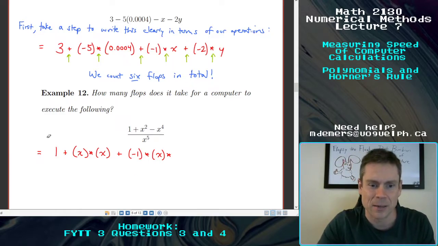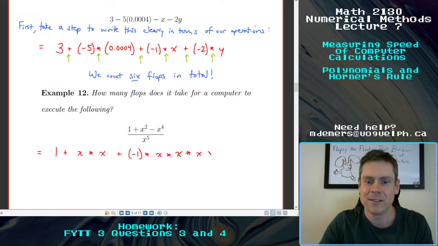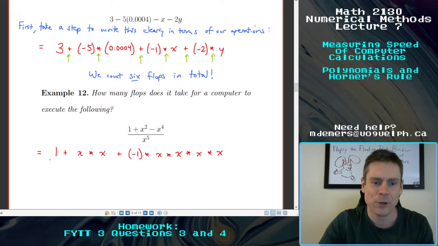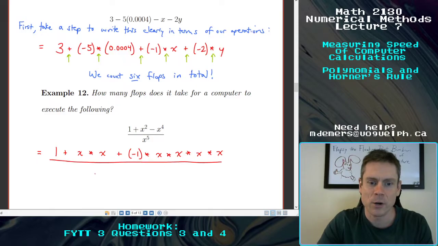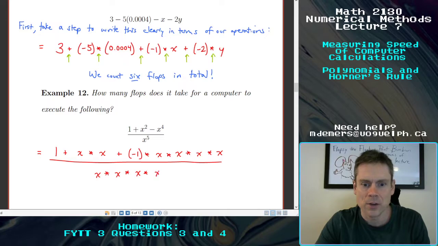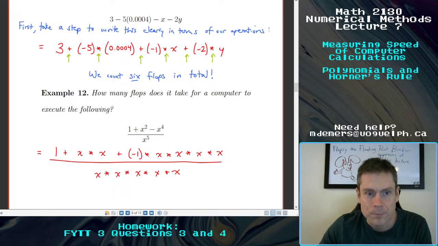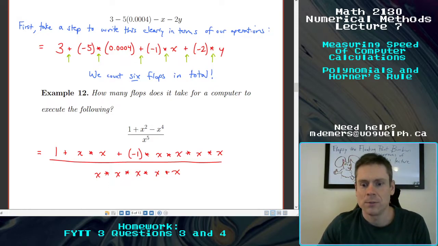And I'm going to write this minus sign now as plus minus 1 times, and then x times, I guess we don't need these x's in brackets. So maybe I'll just, it gets a little bit cumbersome is the only thing. So minus 1 times x times x times x times x. And the whole thing is going over the 5th power of x. So carefully counting these out, there's an x there and an x right there. Okay, so let's work on counting these out now.